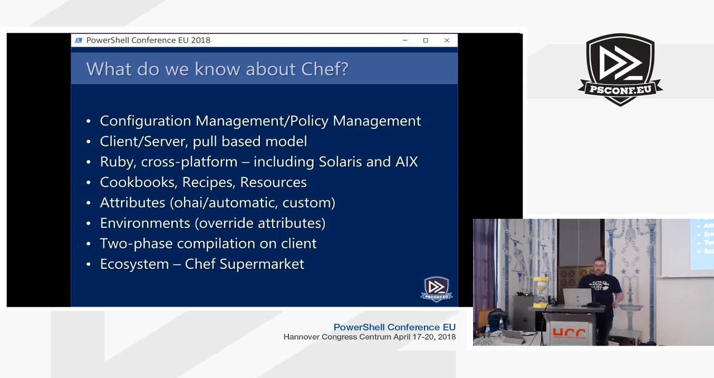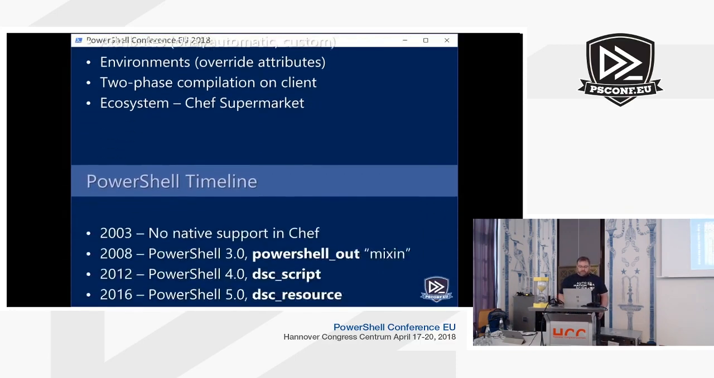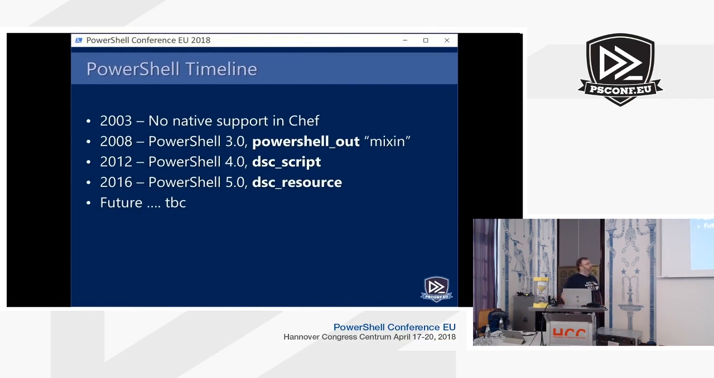And I already mentioned the ecosystem, but that's really very important to us, and it's something we want to preserve with our support of Windows and PowerShell going forwards. So a brief timeline. We'd have no support in Chef. If you wanted to create a scheduled task in Chef in 2003, scheduled task is an interesting example. We'll come on to why shortly.